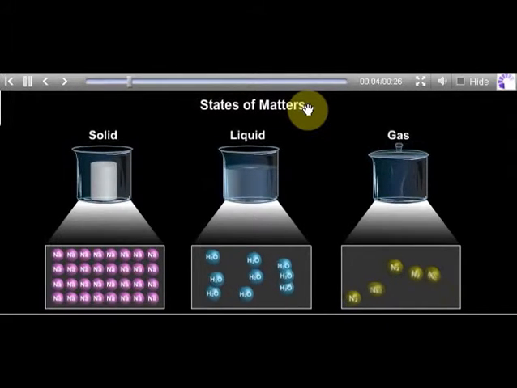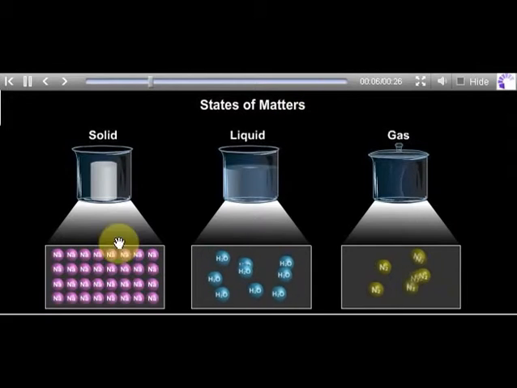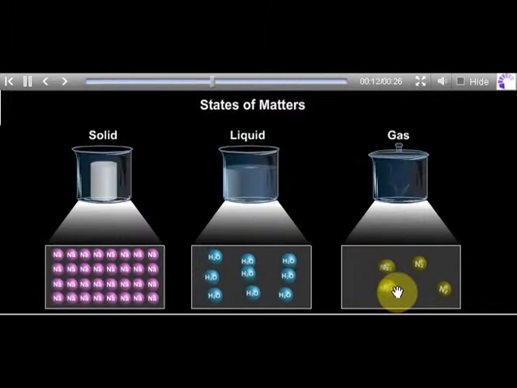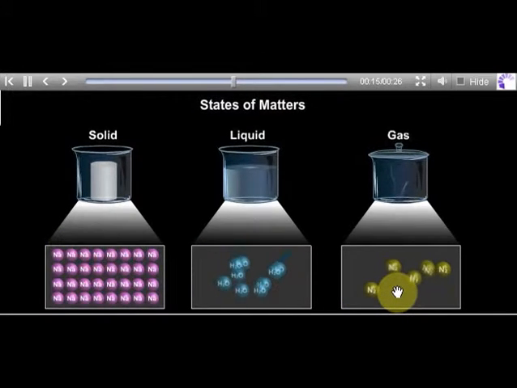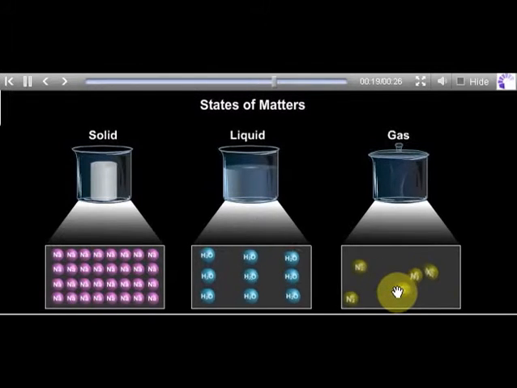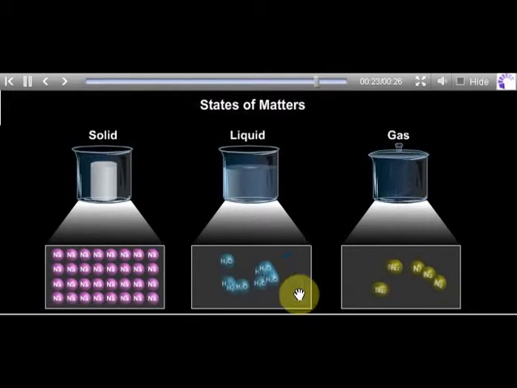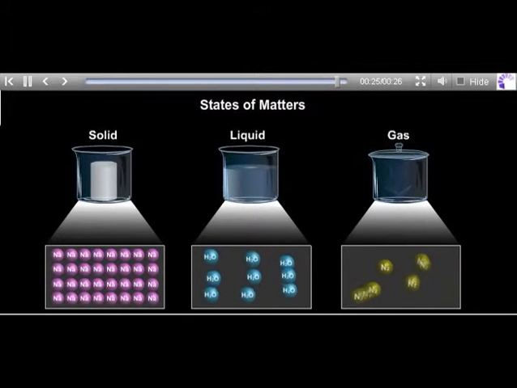Let's have a look at the molecules of the three states of matter. In solids, as we can see, the thermal energy is low and the molecules are quite well arranged. In gases, which usually have very high thermal energy, the molecules are very chaotic. The random movement of the molecules in liquids lies somewhere between the solids and the gases.